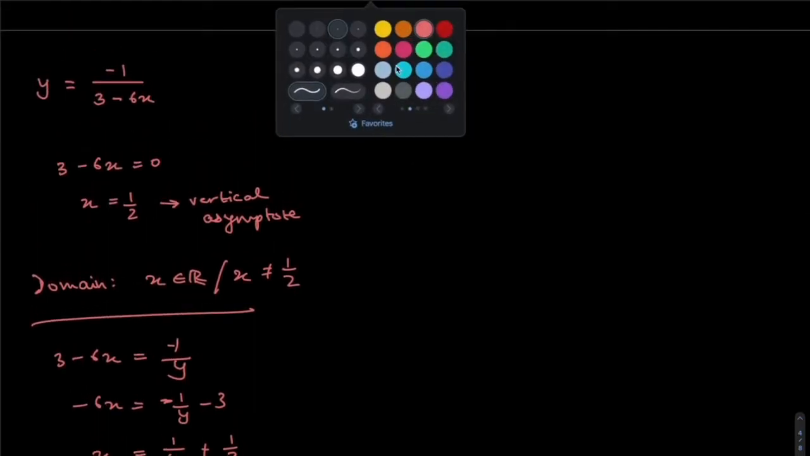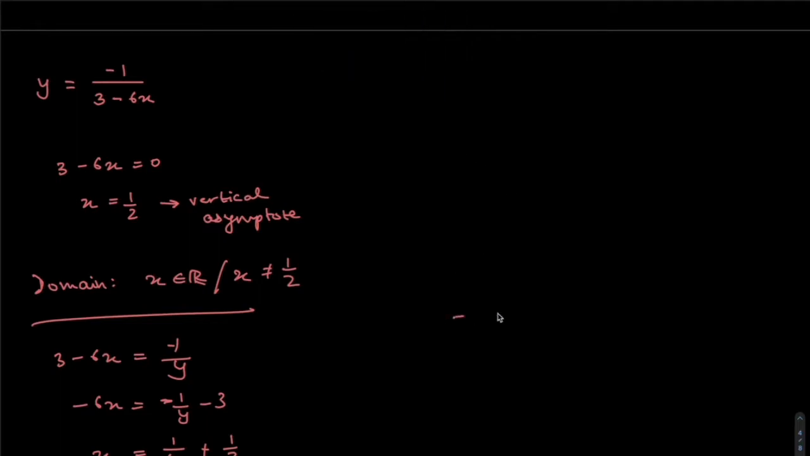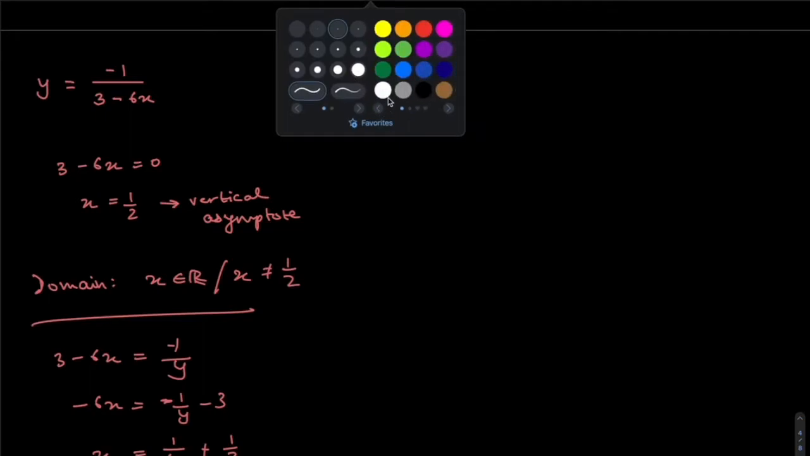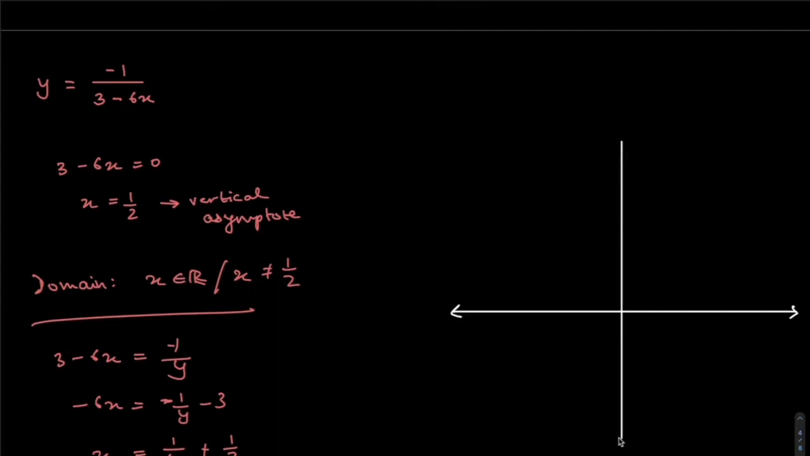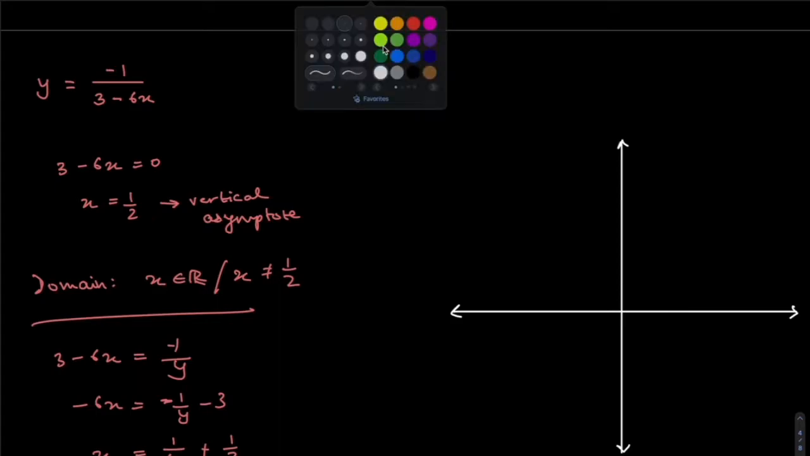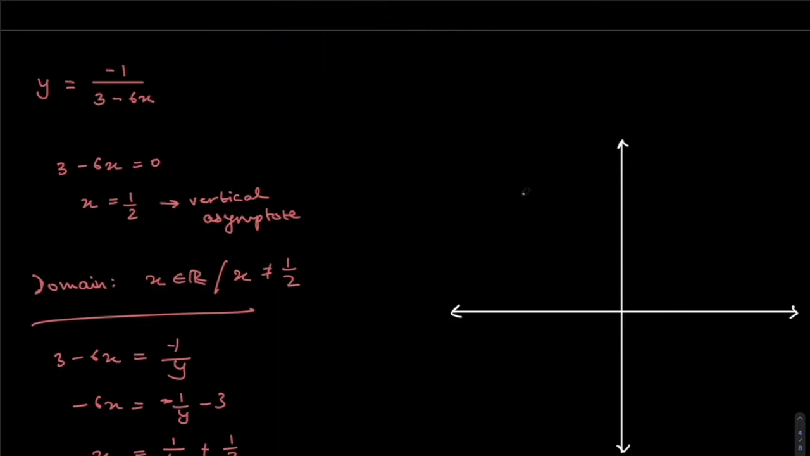So now let's start plotting our curve, the same way as we did last time. I'll draw the axis in the same color, white, so that's easier for me to work with. So I'll take white, draw my x-axis, then my y-axis, right? Now I'll take yellow, and I'll draw the asymptote. So it's x equal to half.